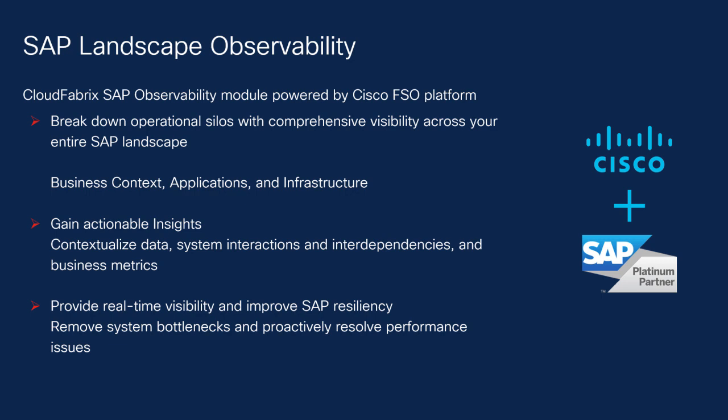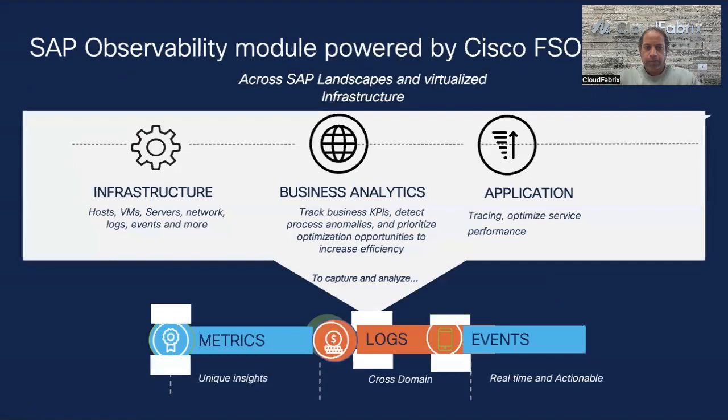This particular solution is based on Cisco's AppD ABAP agent, which has been in production for quite some time. It's been battle tested. What we're doing essentially is taking metrics, logs, and events from the existing ABAP agent and converting them into OpenTelemetry with infrastructure, business analytics, and application context, and then ingesting it into the FSO platform to be visualized through the CNOW application. This solution applies equally across bare metal SAP landscapes or virtualized infrastructure. When it is virtualized, you would want to use our vSphere module for added visibility into the virtualized layer as well.